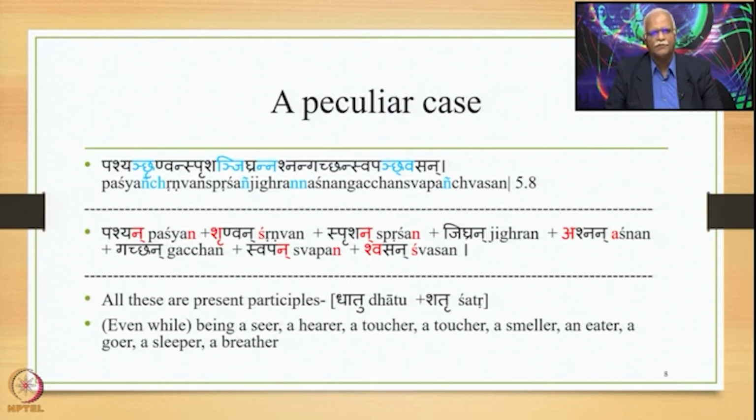Now let us look at a very peculiar case which is also very difficult to read at one go. This is 5.8 and a line, a string consisting of no break. So if you have to read this particular line, it will have to be in the following fashion. Pashyai shrunvan sprashan jighran nashnan gachan swapai shvasan. I repeat, Pashyai shrunvan sprashan jighran nashnan gachan swapai shvasan.